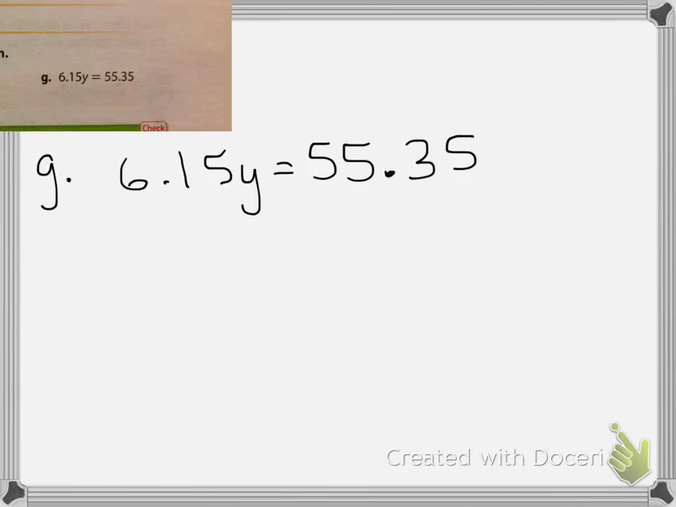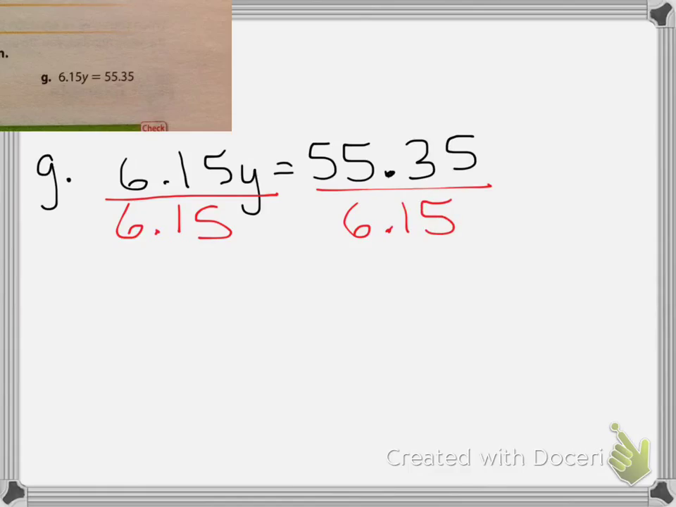All right, and as you can see here, we've set up our last example, and that's 6.15y equals 55.35. So the variable is going to be the y, and y is being multiplied by 6.15. So to undo that multiplication, we need to divide by 6.15. And because of the division property of equality, we must divide both sides by 6.15 so that our equation remains equal. 6.15 divided by 6.15 just leaves us with 1, and then that y that was there before. And now again, just like before, we need to do the division off to the side to make sure we know what 55.35 divided by 6.15 is.